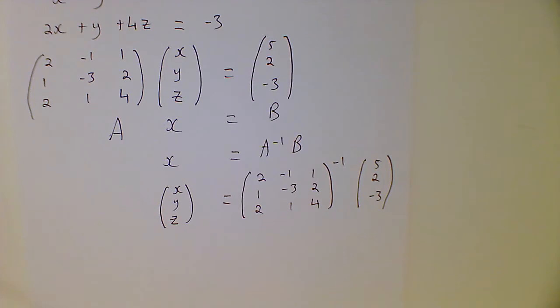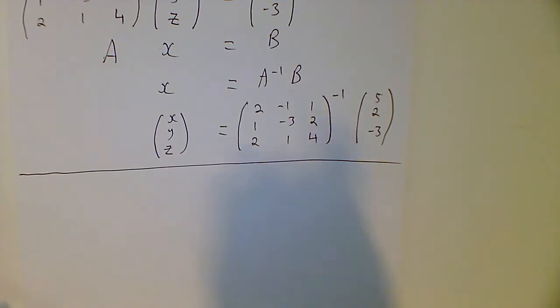Now a computer can calculate an inverse matrix in no time at all, an absolute fraction of a second. And then it would just multiply it by that, and it would find you your x, your y, and your z in a split second. But we're going to do it by hand. So that means I want to find out what this matrix is here.